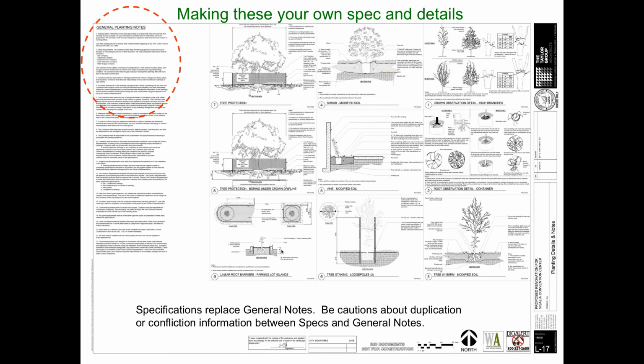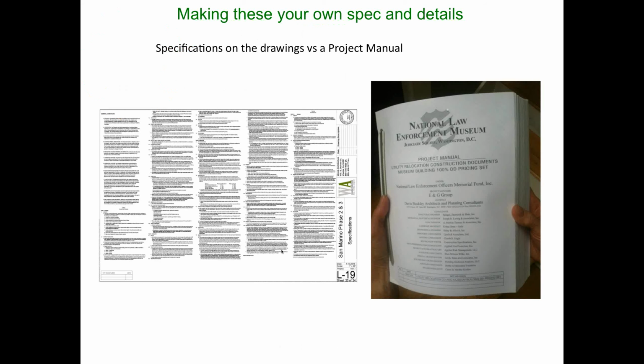One of the things, as you begin to put these details on your drawings, I see that many of us often put something called general notes on our planting drawings and other places. These specifications are designed to replace all of your general notes. So if you have a specification book, you should take those off of your drawings, because they're very likely to be conflicting with things that are in the specification.